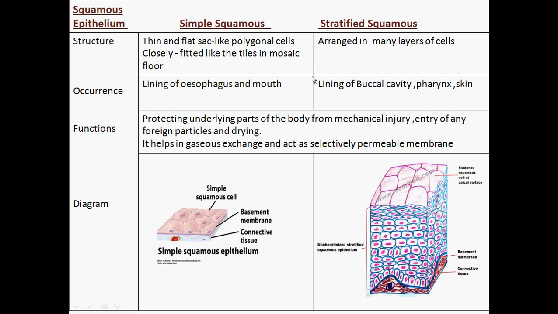And when these cells are placed in many layers above each other, such an arrangement is named a stratified squamous epithelium tissue. Mostly the simple squamous epithelium tissue is present in the lining of the esophagus and mouth, whereas the stratified squamous epithelium is present in the lining of the buccal cavity, in the pharynx, and the skin. You know that the buccal cavity is the space between the cheeks and the teeth, and the pharynx is below the mouth, and the skin you already know about.